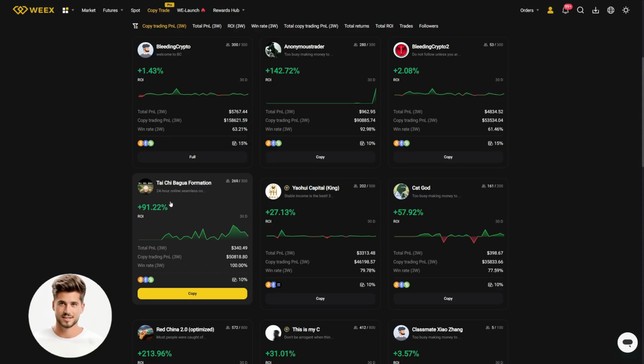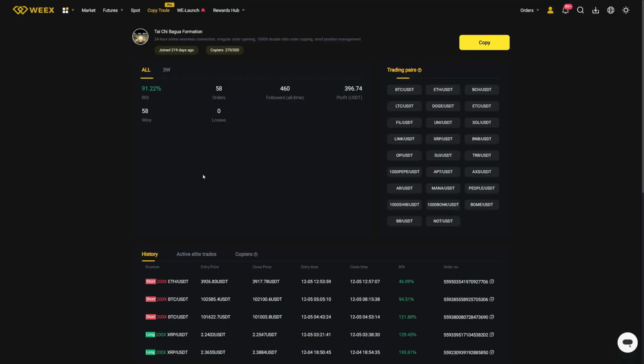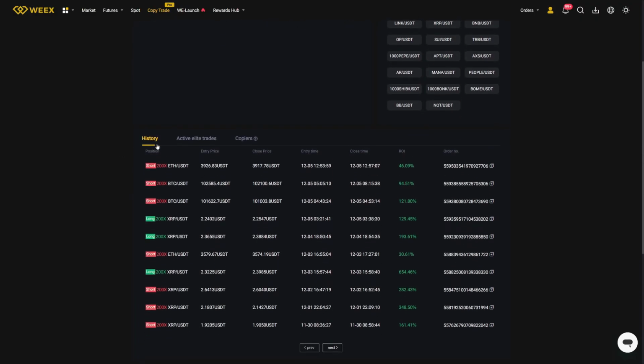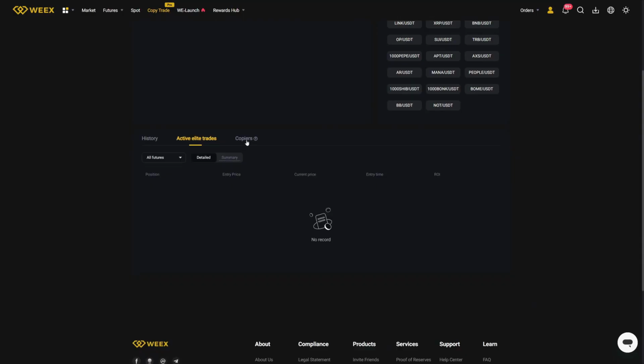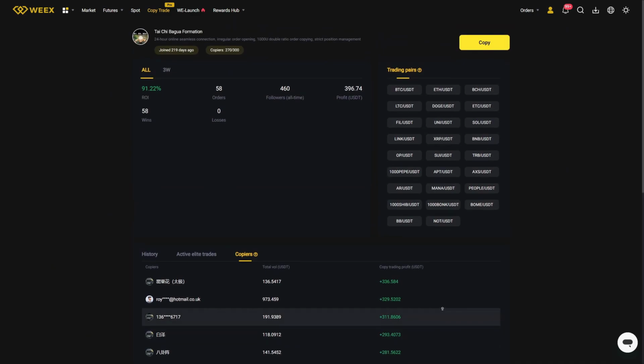If you want, you can also look at additional things, for example his trading history, his active trades, and the profit of the people that copy him. So when you go through this, you can see if the people actually made money or lost money. Definitely check that out as well. On the right side, you can also see the cryptocurrencies he was trading. If you are happy with this trader, you can click on copy to initiate a copy trade.